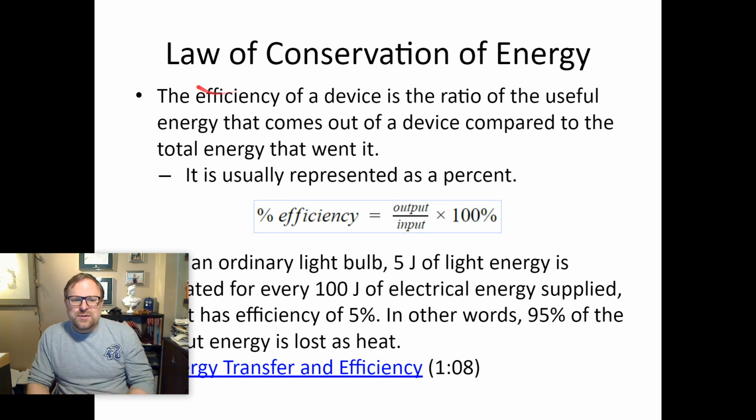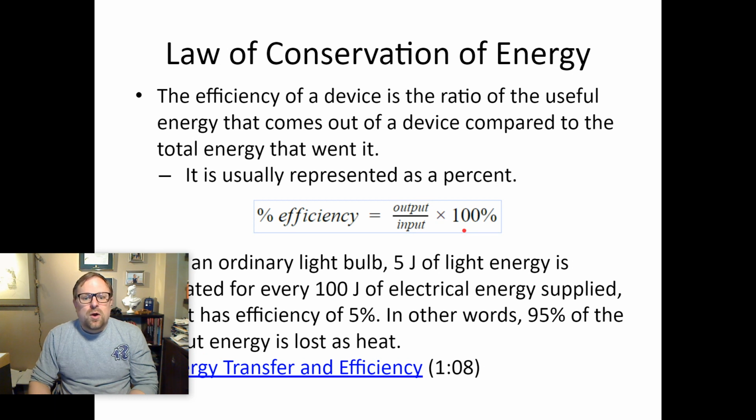So what I'm leading up to is talking about this idea of efficiency. How efficient is the device? How efficient is it at taking the energy that's being put into it, what we would call input energy, and converting it to output energy, the useful energy that the device creates? The efficiency of a device is the ratio of the useful energy that comes out of the device compared to the total energy that went into it when it operated. It usually is represented as a percent, and here's your formula. Percent efficiency is your output energy divided by your input energy times 100%.